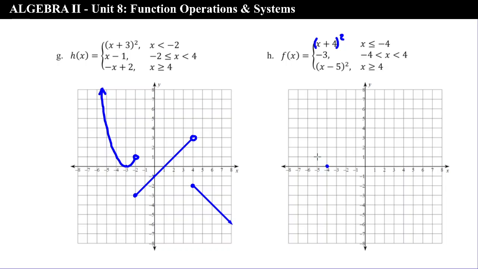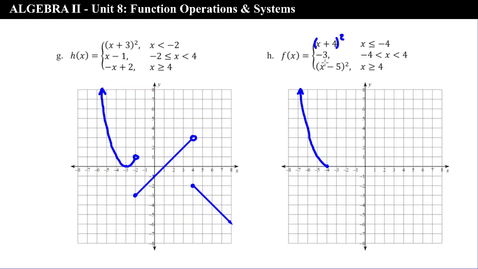So over 1, up 1, over 2, up 4, over 3, up 9, which takes us off the graph. So from here, we're going to do our sketch. So there's the sketch of our first part.